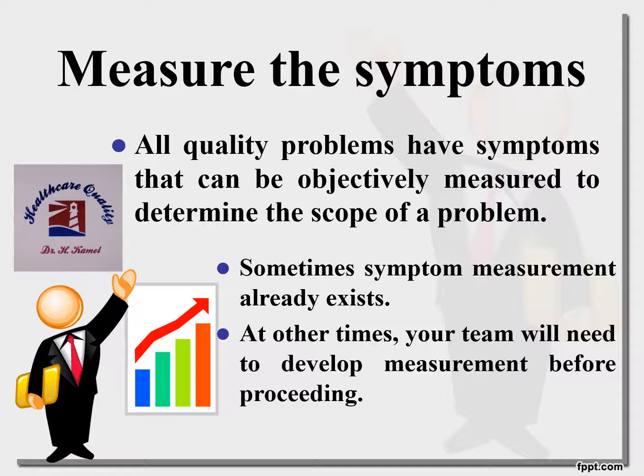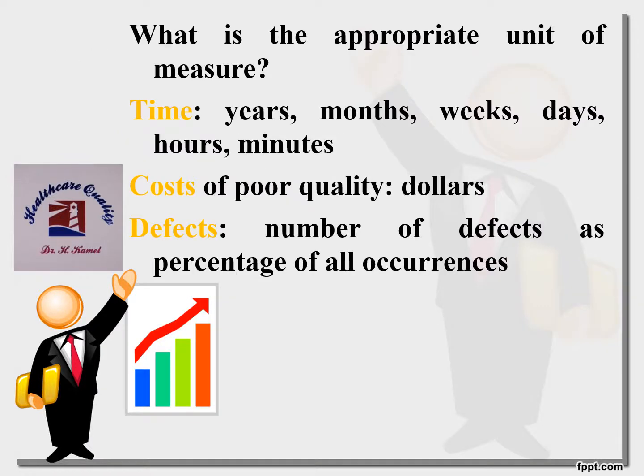Sometimes symptom measurement already exists. At other times, your team will need to develop measurement before proceeding. The appropriate units of measure may be time: years, months, weeks, days, hours, or minutes, or costs of poor quality in dollars, or defects, the number of defects as a percentage of all occurrences.